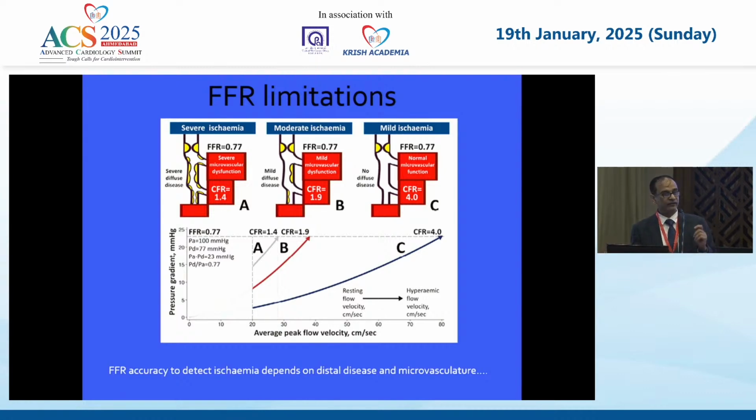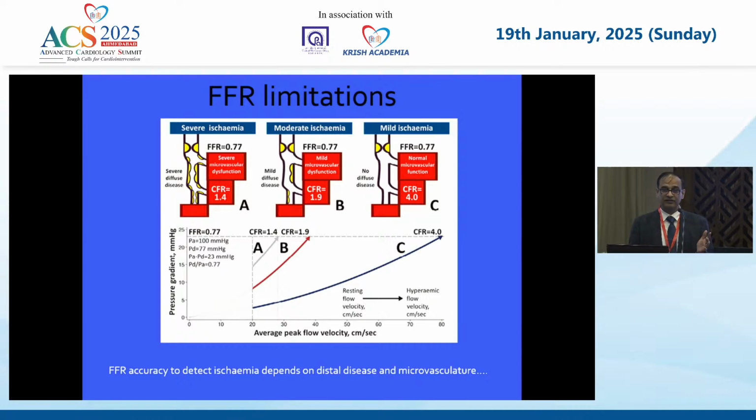Now, when you have an FFR of 0.77 and you have normal microvascular function and the coronary flow reserve is high, that means there is a great difference between the resting flow and the hyperemic flow. In that case, 0.77 means almost no ischemia. It can be left alone. But in somebody whose coronary flow reserve is very low, that means he is unable to raise his hyperemic flow for whatever reason, in that case, this becomes extremely important, and it's difficult to interpret the ischemia burden in these patients using FFR alone.